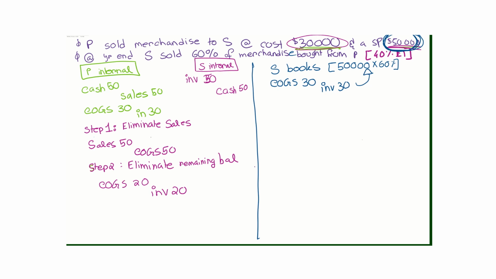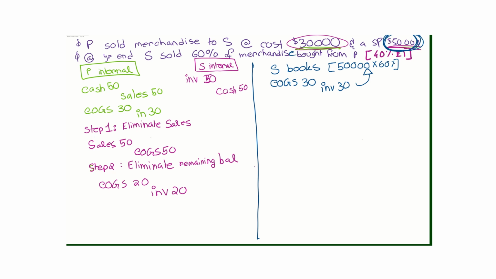We don't know how much S sold it for, and it honestly doesn't matter because S sold it to unaffiliated parties, and so we do not have to eliminate those sales because they're not intercompany transactions. These are not sales that are happening between the parent and the subsidiary. That was what was in S's books.